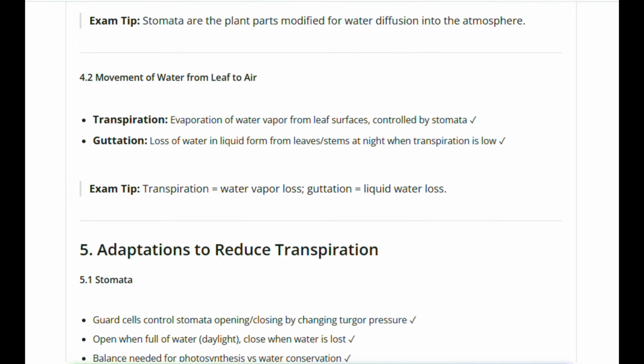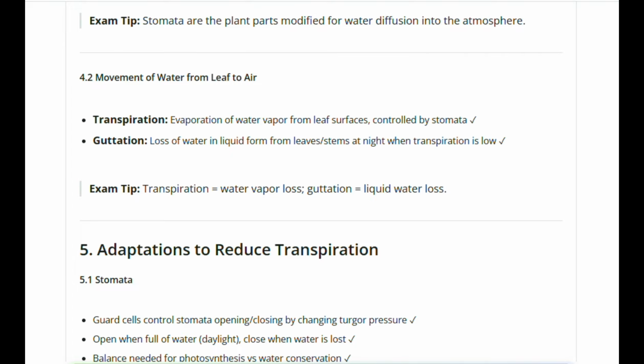If full of water, stomata will open because it needs to allow for diffusion of carbon dioxide. But if they lose water, then the stomata will close. The stomata maintain a fine balance to ensure efficient photosynthesis but prevent dehydration. For example, they usually open during the day, and then respond to temperature and wind.